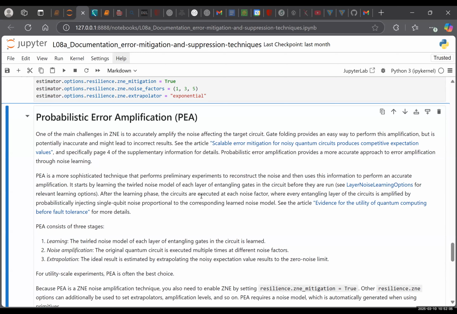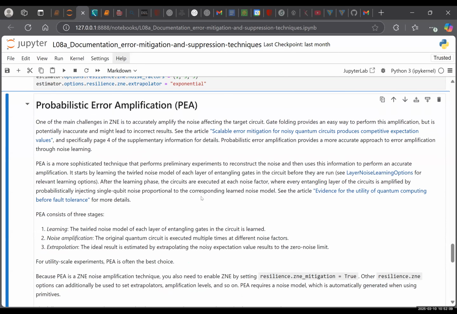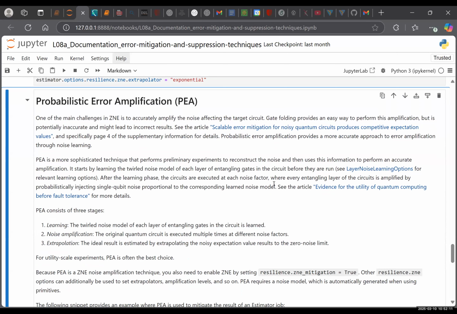After the learning phase, the circuits are executed at each noise factor, where every entangling layer of the circuits is amplified by probabilistically injecting a single-qubit noise. So you would inject single-qubit noise there, proportional to the corresponding learned noise model.